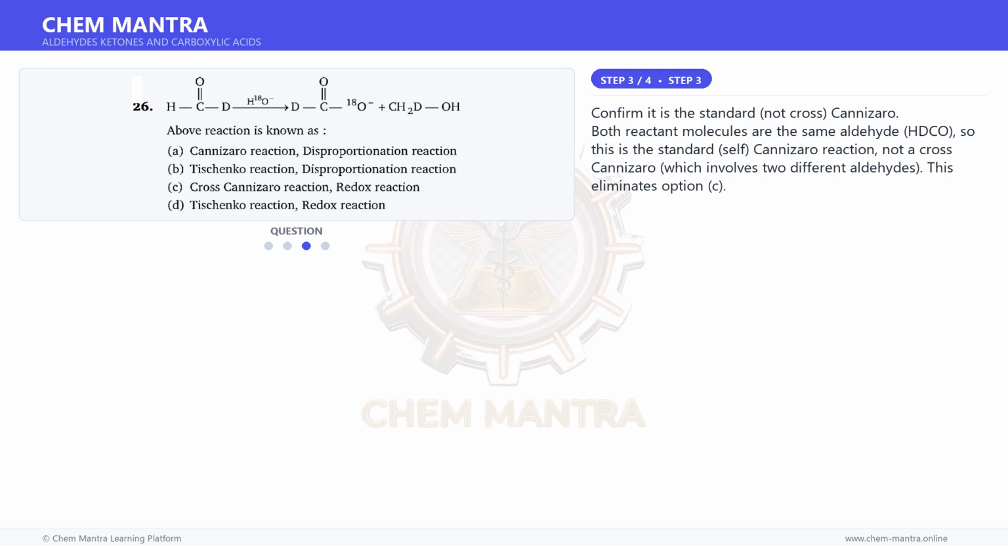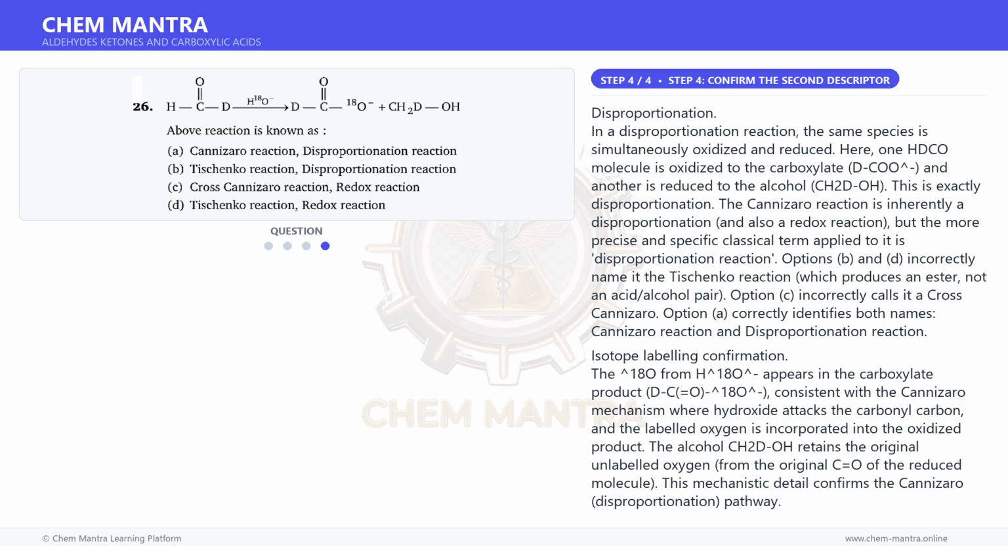Moving on to the next step. Confirm it is the standard, not cross, Cannizzaro. Both reactant molecules are the same aldehyde, HDCO, so this is the standard, self, Cannizzaro reaction, not a cross Cannizzaro, which involves two different aldehydes. This eliminates option C. And for the final step.